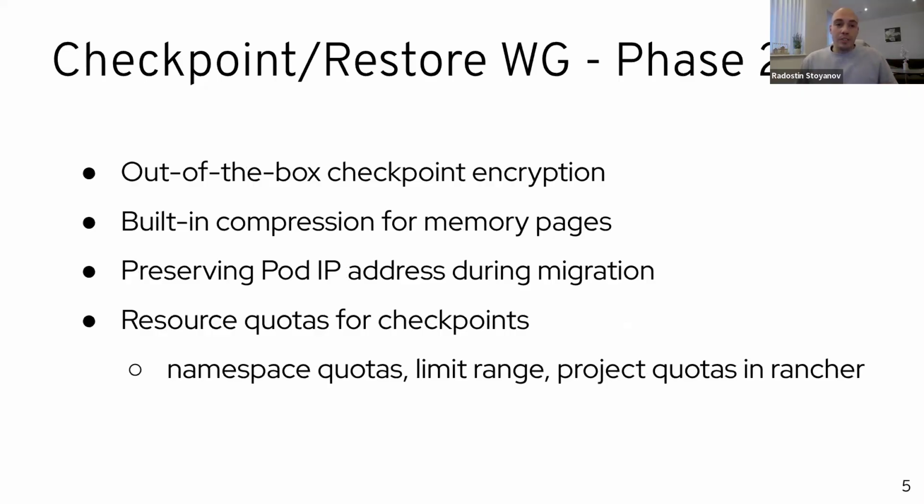We have also discussed, for example, how to enable encryption. When you create a checkpoint, it contains a snapshot of the memory pages, and this could contain sensitive data, for example passwords or user data. What we want to do is enable end-to-end encryption so that the data is encrypted before it is saved to disk. We're extending the checkpointing engine, in this case CRIU, to encrypt the memory pages before they're saved to persistent storage. And we're also investigating how to compress these memory pages.